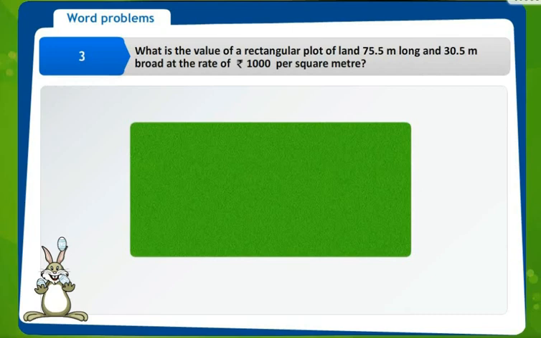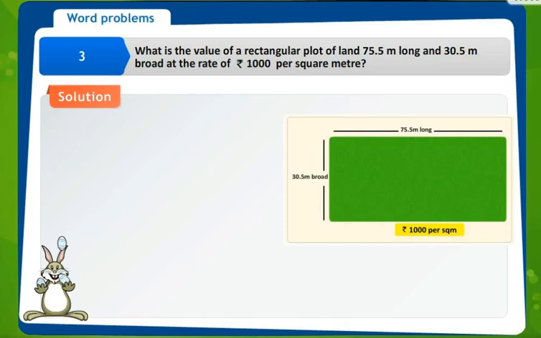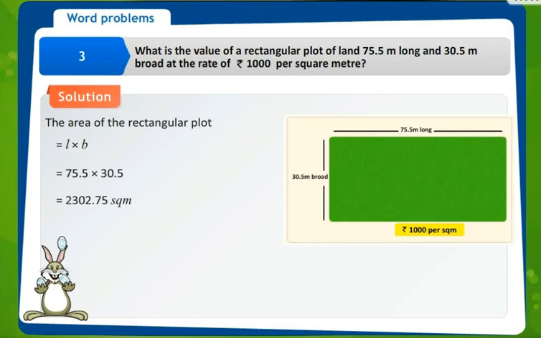What is the value of a rectangular plot of land 75.5 meter long and 30.5 meter broad at the rate of 1000 per square meter? Now in this you can see the length and breadth given, and it is in terms of meter. So area of a rectangular plot will be L into B, which is further equal to 75.5 into 30.5.